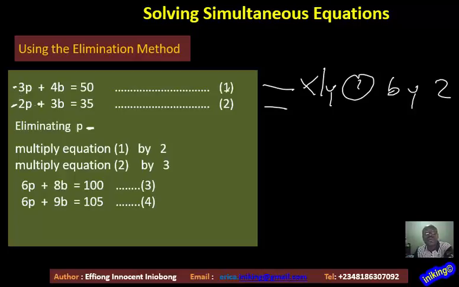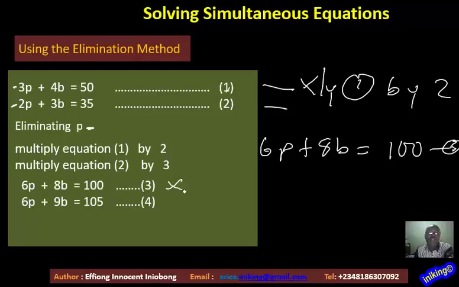If I do the same thing to equation 2, multiplying it by 3, the coefficient of P in equation 1, that also makes the coefficient of P become 6. That's the first step. We multiply equation 1 by 2, the coefficient of P in equation 2, and multiply equation 2 by 3, the coefficient of P in equation 1. Doing that, 2 times 3P gives me 6P, plus 2 times 4B gives me 8B, and 2 times 50 gives me 100. You call that equation 3. So that's how we obtain equation 3.